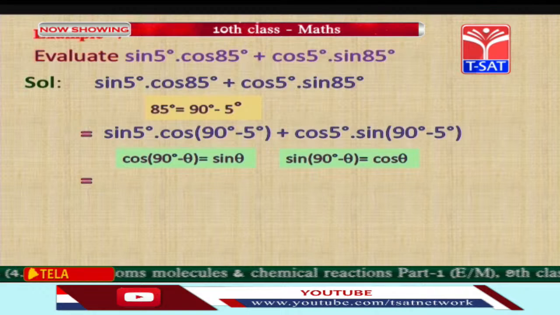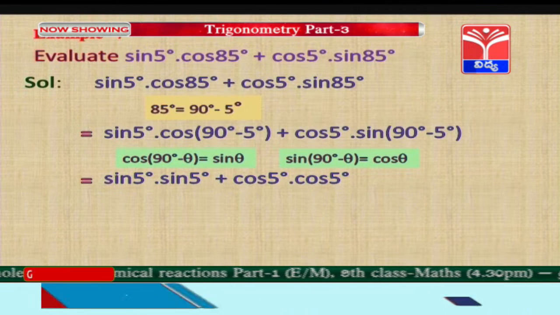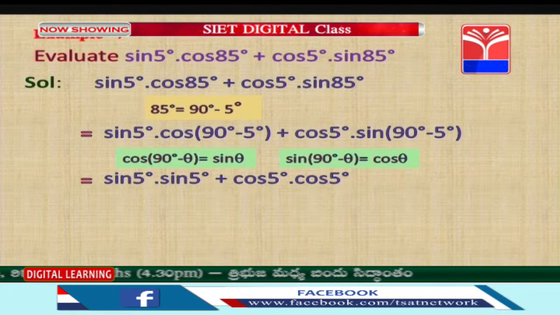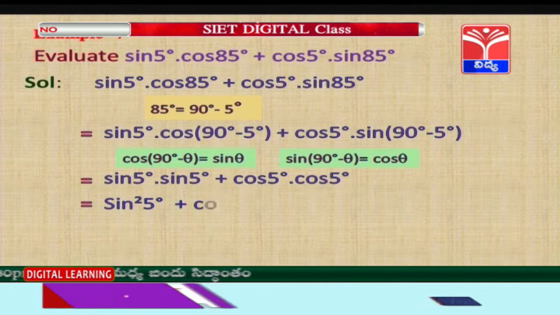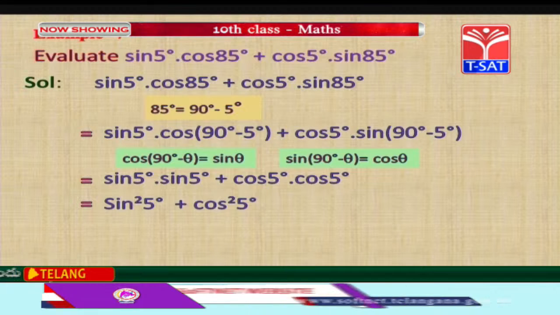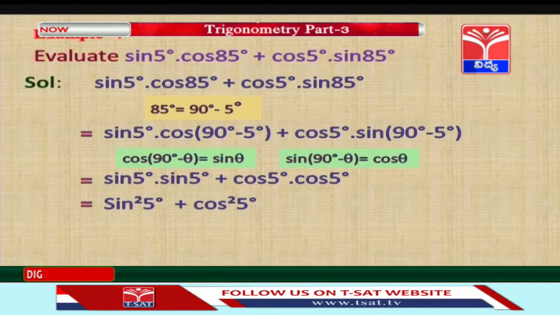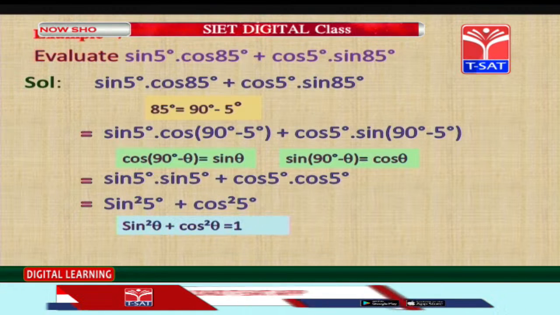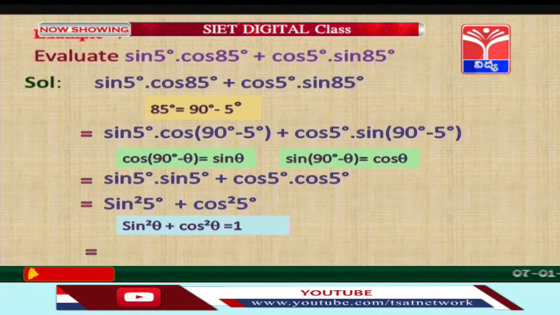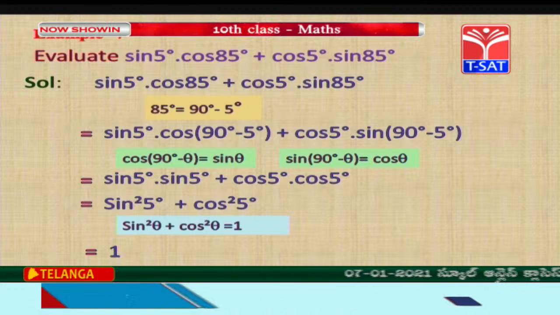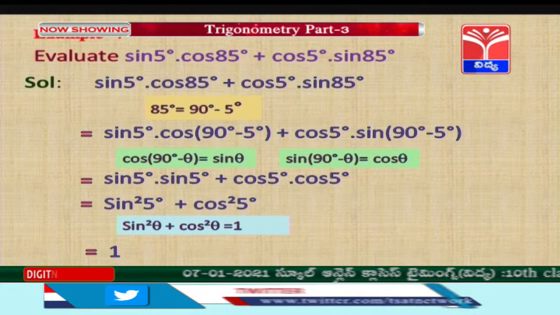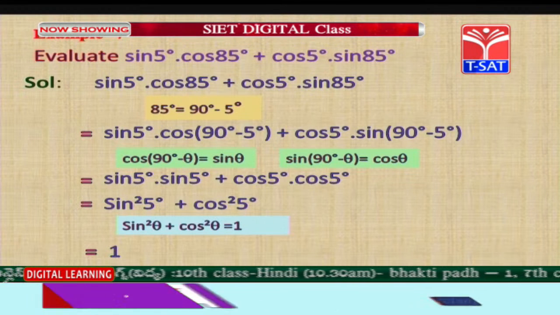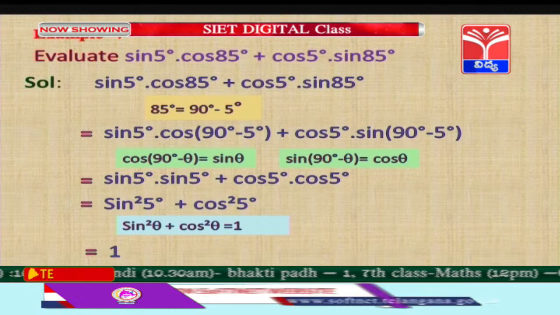So, I am going to get the answer as sin 5 into sin 5 degrees plus cos 5 degrees into cos 5 degrees. So, this is going to become sin square 5 degrees plus cos square 5 degrees. This is looking like an identity of trigonometry. What is sin square theta plus cos square theta? It is equal to 1. So, with this, the answer is 1 here. Are you clear children? So, we have solved this problem with two different formulae and we have applied two different concepts, that is complementary angles as well as the identity formulas.